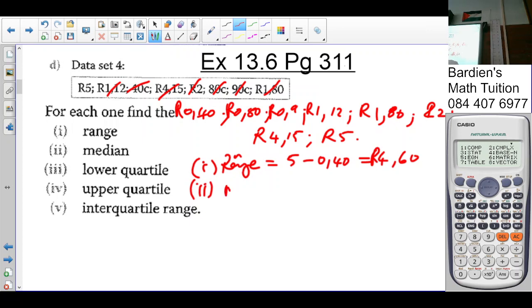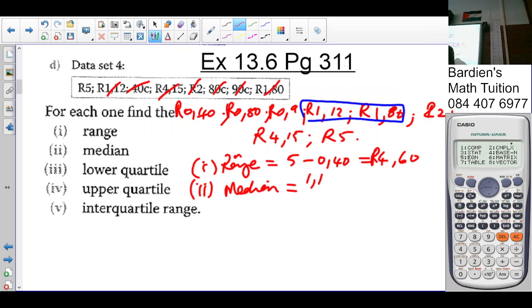Number 2, the median. The median is the middle number of sorted data, not so. How many values are here? 1, 2, 3, 4, 5, 6, 7, 8. So there are 2 numbers in the middle. Those 2 numbers are in the middle. Okay?